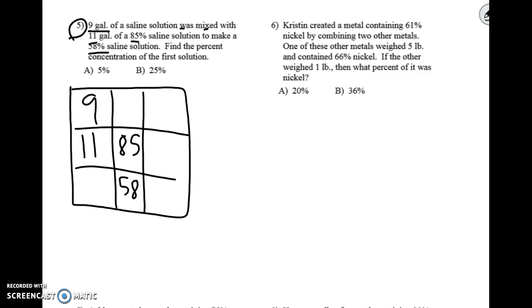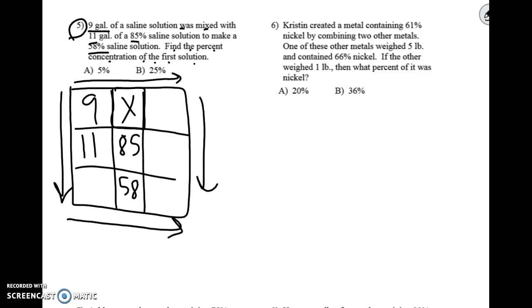All right. So what's missing? What's missing is this box. Okay, because it says find the percent concentration of the first solution, x. Hey, we know what to do now. We're going to multiply across, add that way, add this way, multiply across. And it all comes down to this square. Everything equals the square in the end.